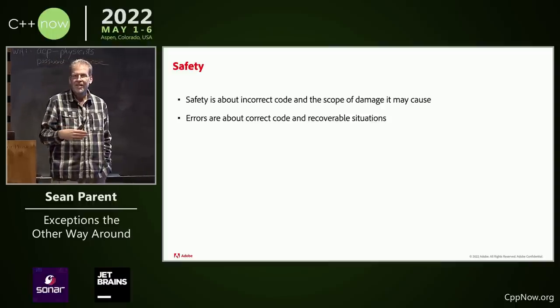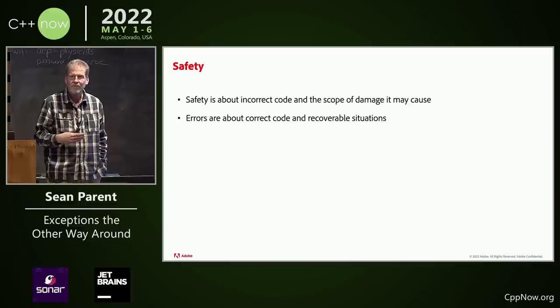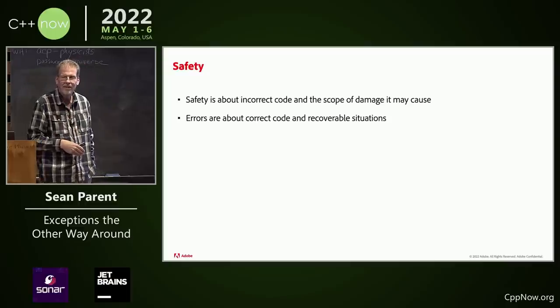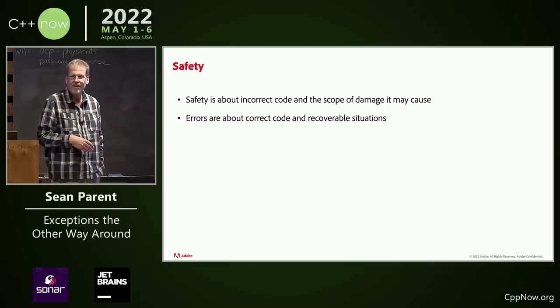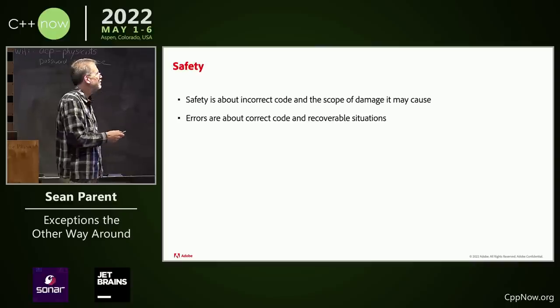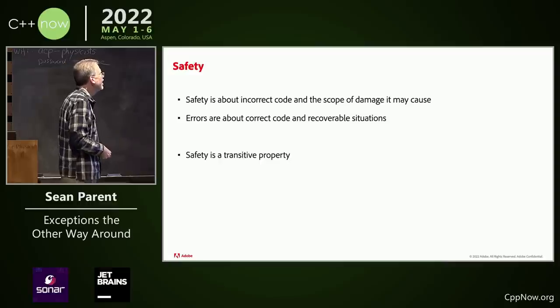Okay, I think I have a good example. Square root. You pass in minus one. Because it's undefined, we say it must be non-negative. If you pass in minus one and it terminates, it's strongly safe. If it returns zero, it's safe. Correct. Thank you.